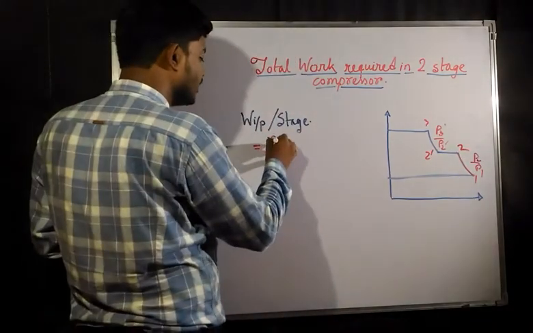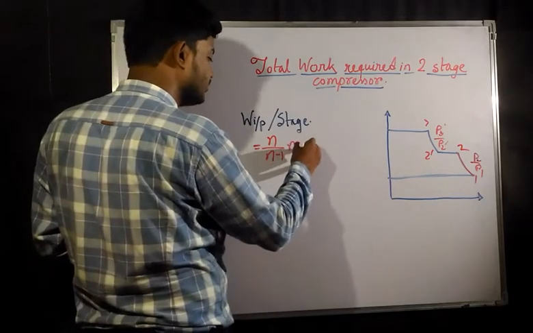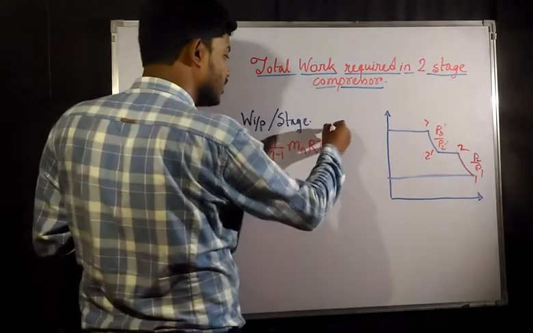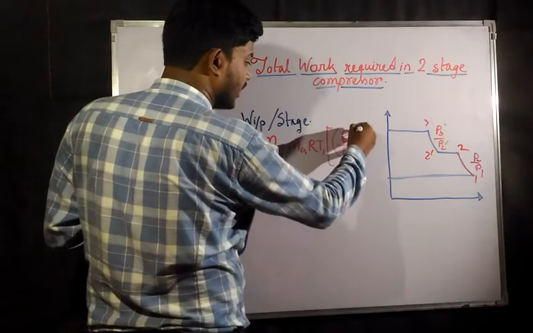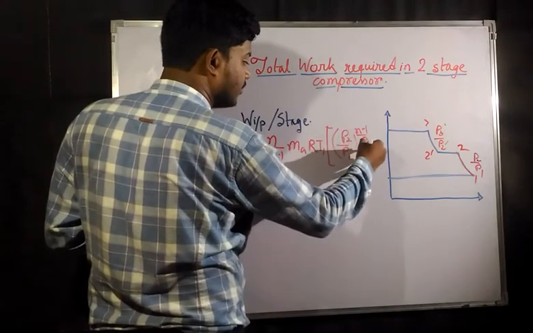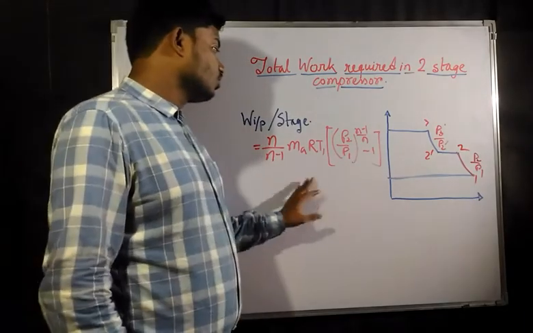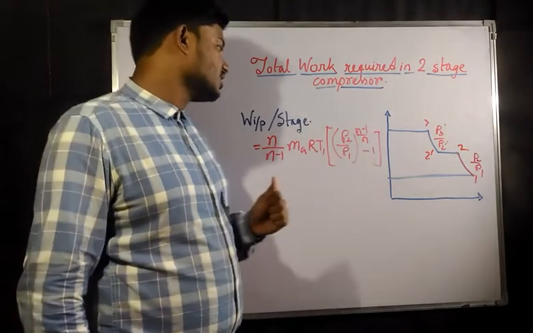For that we have found the expression in the multi-stage compressor itself. That is Ma into R into T1, into P2 by P1 to the power n minus 1 by n, minus 1. This was the condition. P2 by P1 is the pressure ratio here.